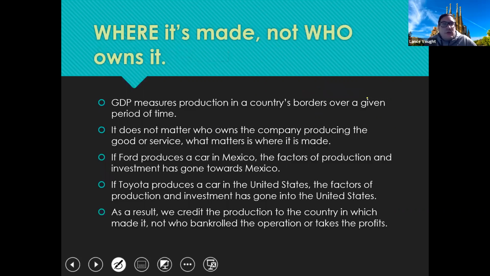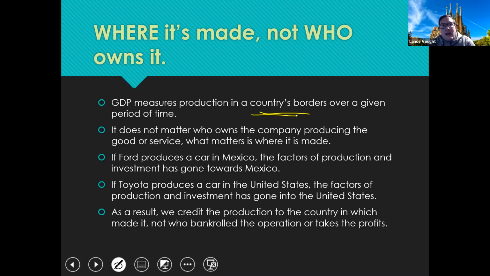The next important thing that pertains to GDP and how we measure it is where it's made, not who owns it. This is the big difference between gross national product and gross domestic product: GDP measures production within a country's borders over a given period of time. So, within the borders. This is one thing that I think people have a better grasp and understanding of as time goes on. But if you were taking this class 20 to 30 years ago, there would be a big point of contention here.